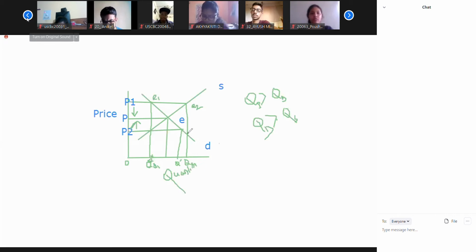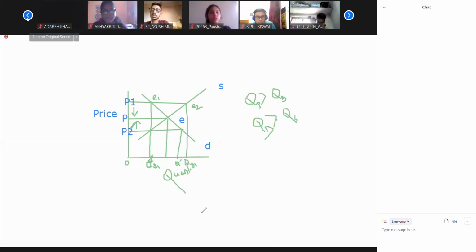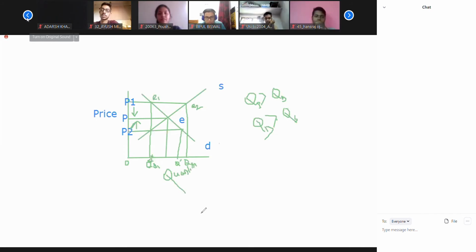Now remember one thing: when we are drawing this demand curve, we are only showing the relationship. This is a two-dimensional diagram. We are showing the relationship between price and quantity demanded, keeping other things constant. Similarly, when we draw the supply curve, we show the relationship between price and quantity supplied, keeping other things constant. But besides price, there are also other things which affect demand and supply.